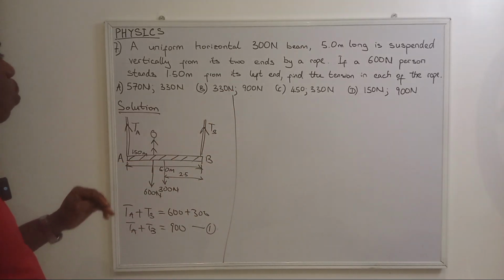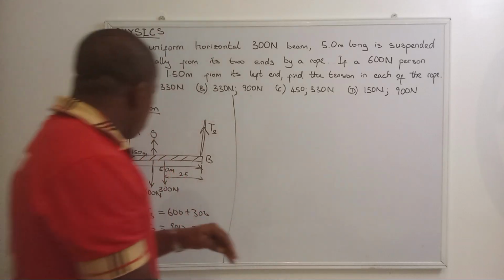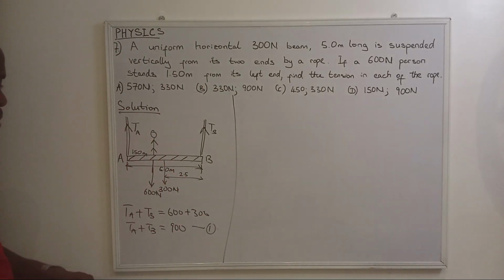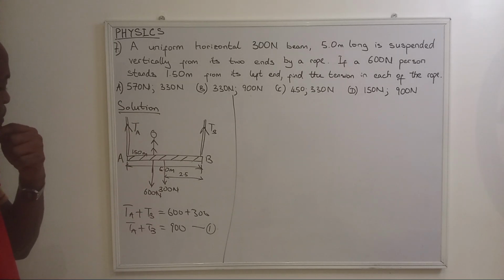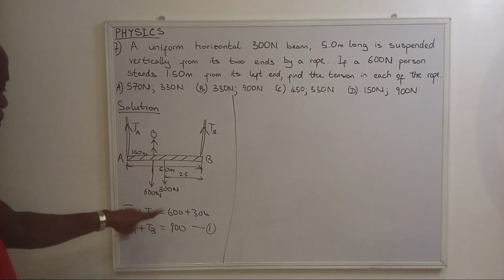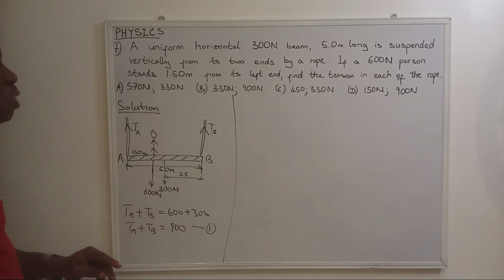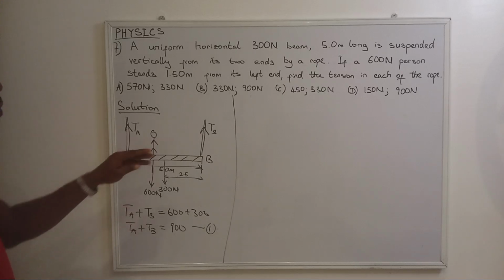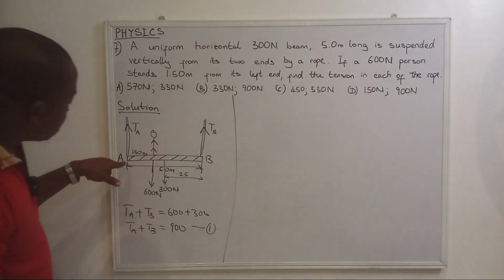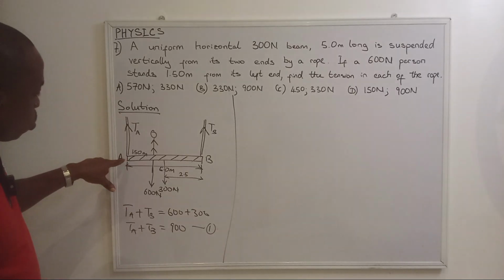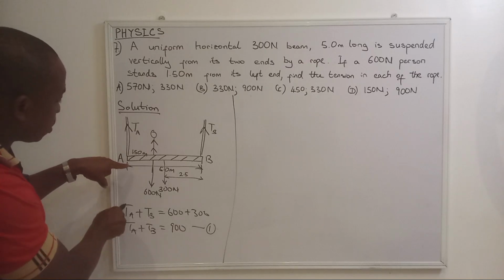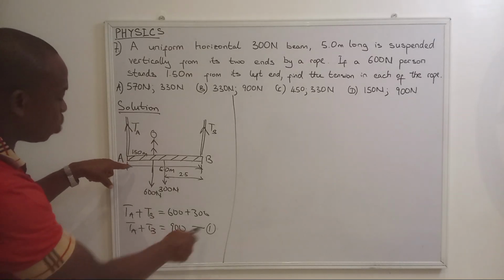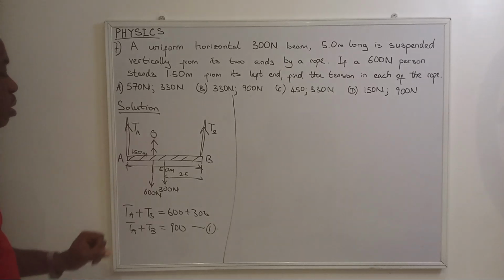Now we're asked, find the tension in each of the ropes. How will we find the tension in each of the ropes? Okay, we've gotten one equation: free body diagram in equilibrium, upward forces equal to downward forces. Now we have two unknowns in this equation. We can use moments to resolve the forces, and if we take moments about this point A, that is a technique to cancel out this TA.